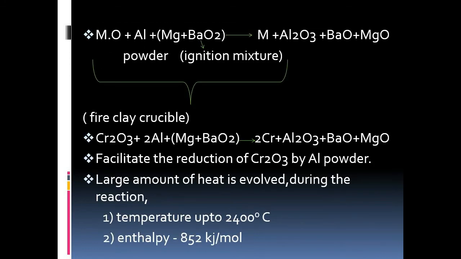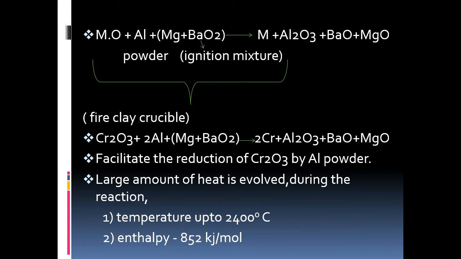See here, the metal oxide, then we have taken aluminum powder, then the ignition mixture in the fire clay crucible. Then as products we get the metal separately, while Al2O3, BaO and MgO, all impurities, are left behind, but we got the metal. That first one was a general equation, and the second one is the major equation: Cr2O3 plus 2Al plus Mg plus BaO2, which is the ignition mixture here. These all react in the fire clay crucible and remove chromium separately, and the remaining are all impurities.